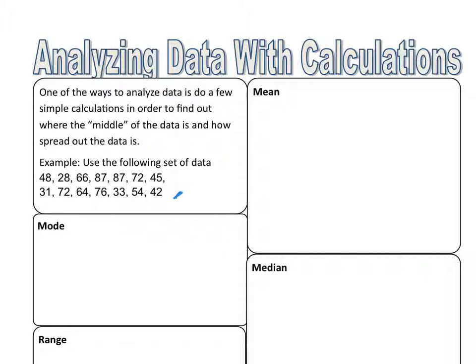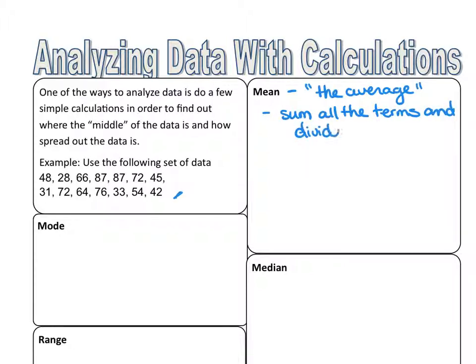Let's start with mean, because that's probably the one you've seen a number of times, and you've probably used it to calculate what your average grade in a course might be. The mean is also called the average. Basically what you're going to do is sum or add all the terms and divide by the number of terms.